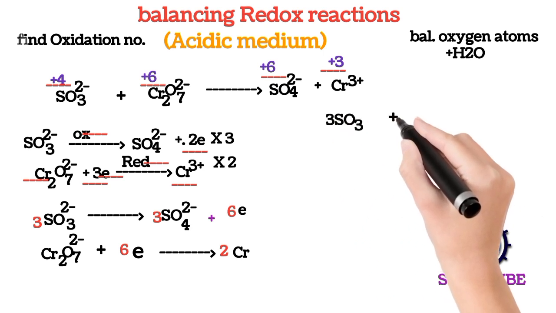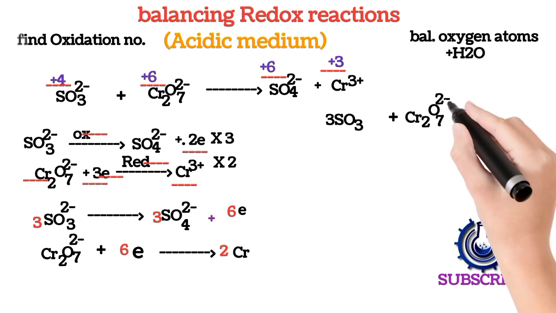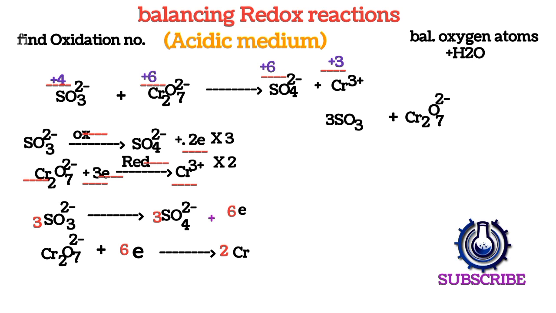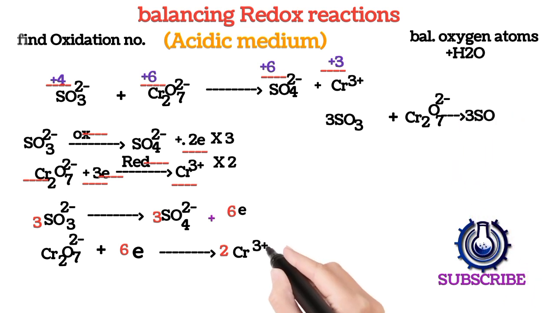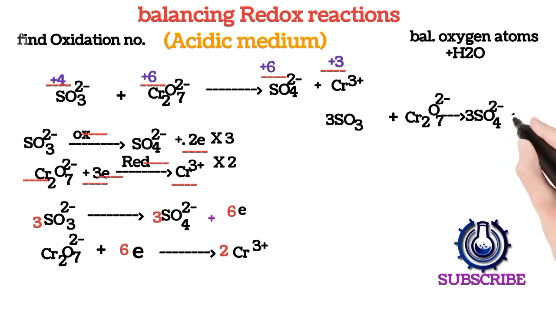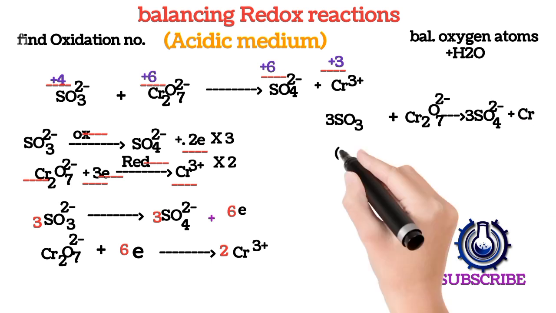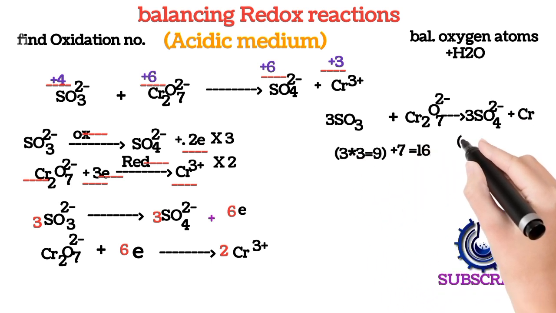Now let's combine the reactant side of both half equations and the product side. We're going to have 3SO3 2 minus plus Cr2O7 2 minus to give you 3SO4 2 minus. There was an omission here, that's why I'm adding it now. 3SO4 2 minus plus 2Cr3 plus.